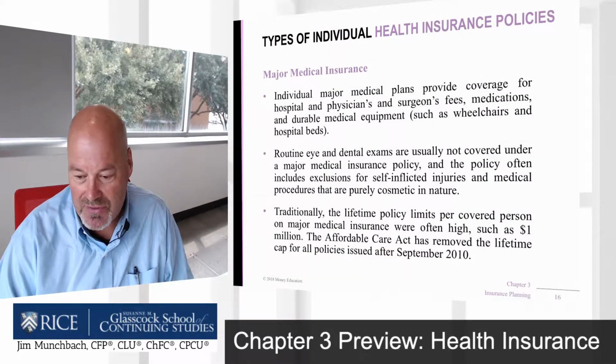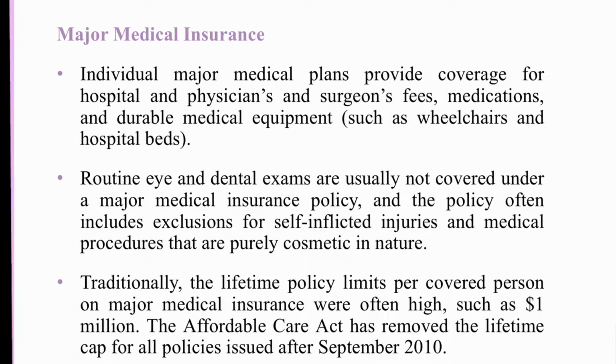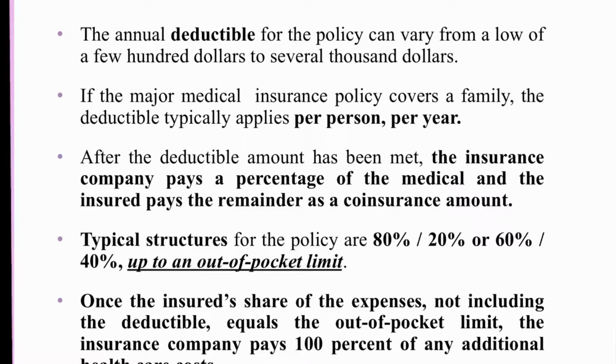Types of individual health insurance policies. This is another area that we need to spend some time on, and we'll do that. Again, the questions that are in your portal are very helpful for this. So we'll need to understand how deductibles work, how they're per person, per year, and the copay as well. Typical structures are 80/20, 60/40, up to an out-of-pocket limit. So we'll go over that in class, but I would encourage you to pay attention to that as you're doing those practice questions.